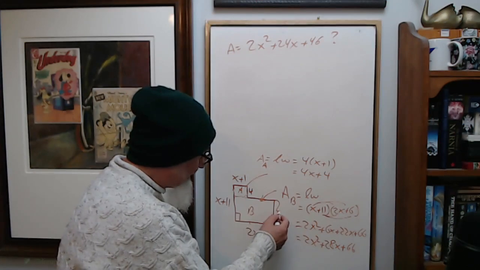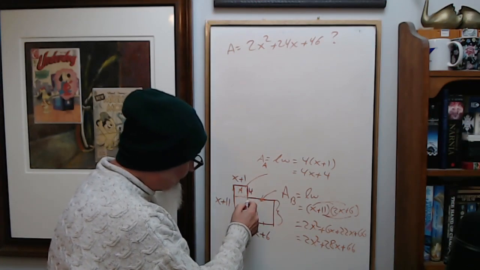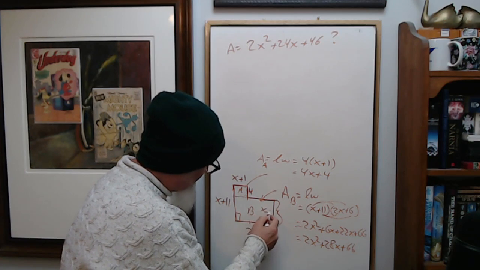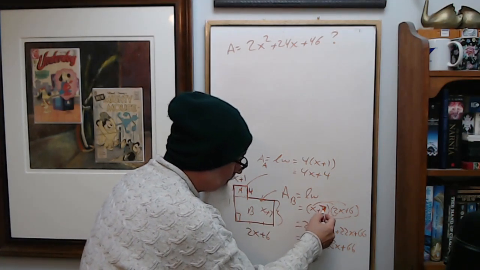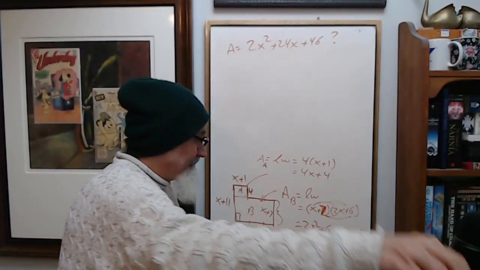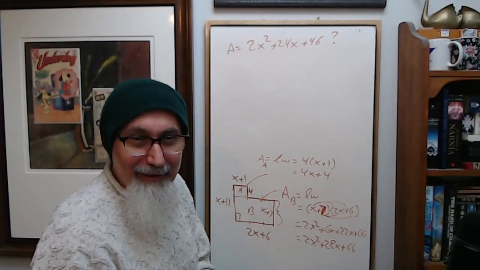This length here is this total length minus 4. So it's really x plus 7. My bad, 7 here. Oops, right. Don't eat too much garlic.